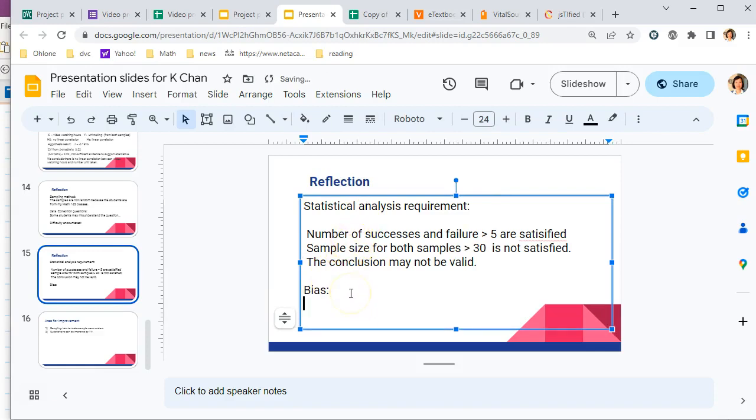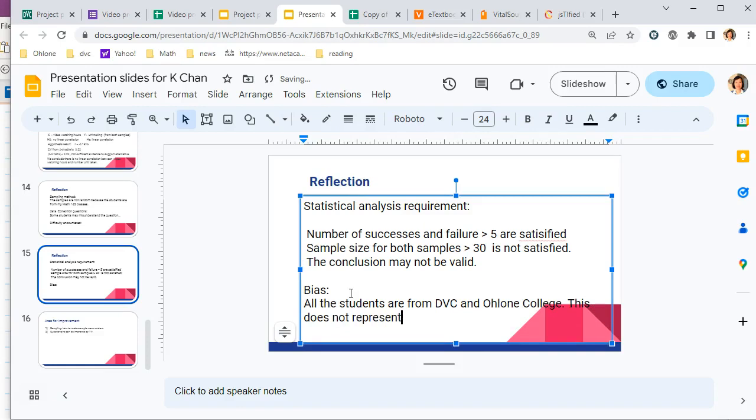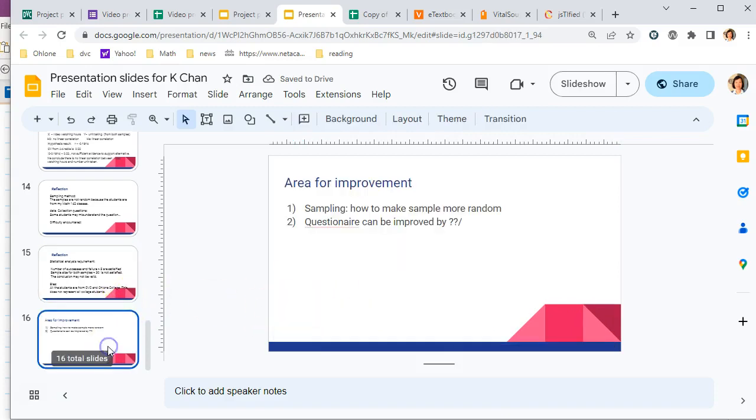For me, my bias would be that all the students are from only 2 schools. Here is only one college. So this does not represent all college students. So talk about any bias in your sample.